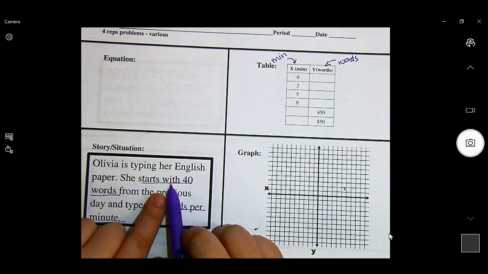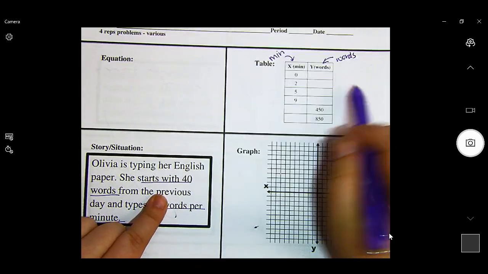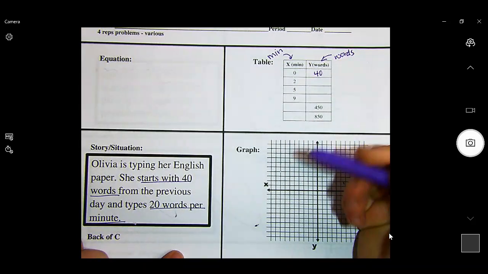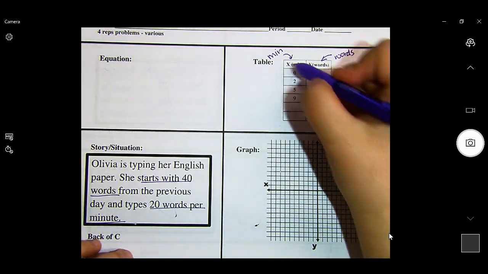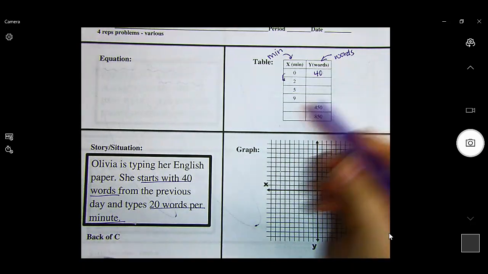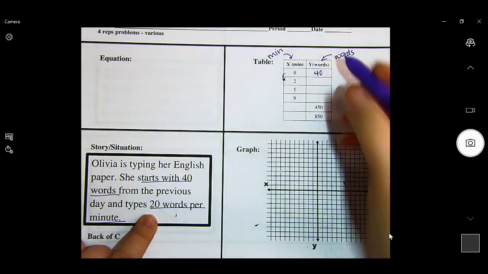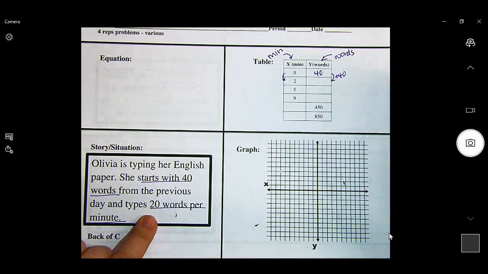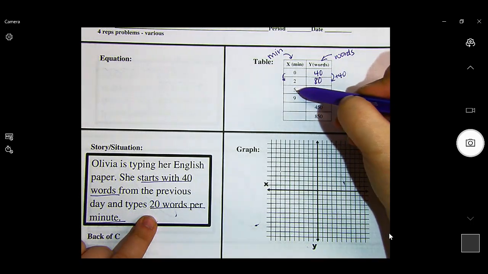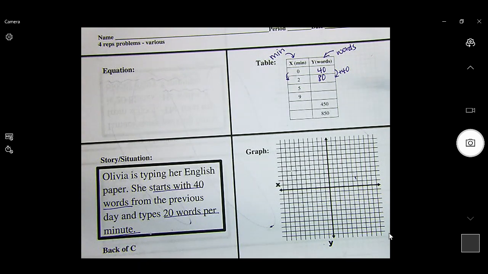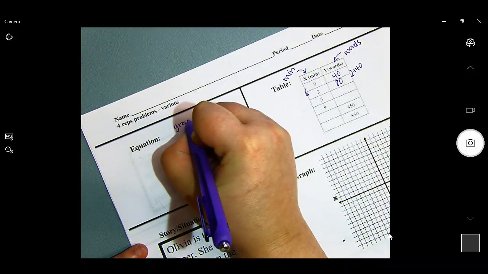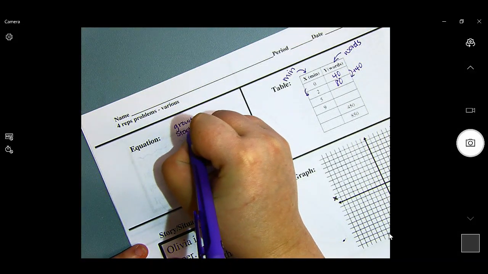So I know that I'm starting with 40 words, so 0 minutes should have 40 words. And then 20 words per minute. If she types for 2 minutes, that means she's typing twice as many words, so she's going to go up 40 and now has 80 words. But what about when X is 5? To make this a little bit easier for ourselves, we need an equation. Remember, the two things I need are my growth and my starting point, or my y-intercept.